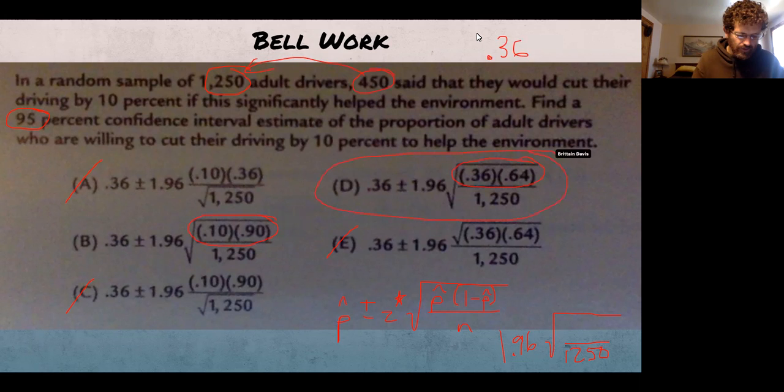It's important to realize that this 10% that they're talking about is part of the prompt, part of the question that was asked of these people. Would you cut your driving by 10%? That could have been any percent. Would you cut your driving by 5%? Regardless, it is not the p hat that we are looking for in this problem. So hopefully if you made a mistake on that, you caught where you made your mistake and you're feeling good about it now.